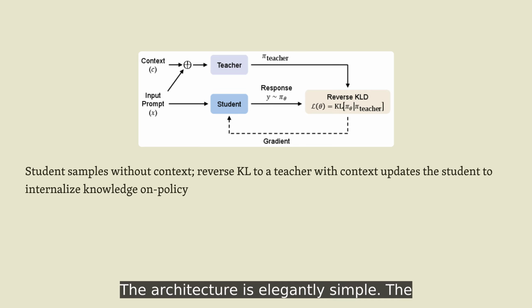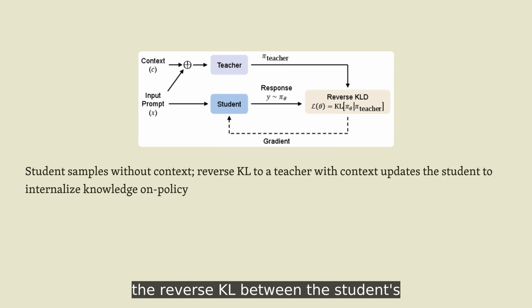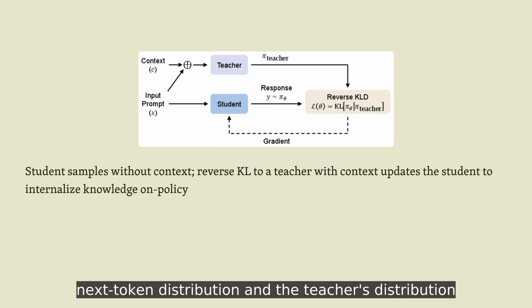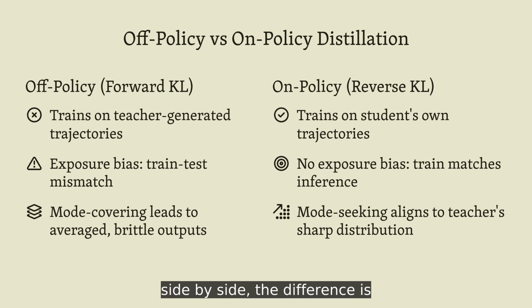The architecture is elegantly simple. The student produces completions using only the task prompt. At each token position along that student-generated trajectory, we compute the reverse KL between the student's next token distribution and the teacher's distribution conditioned on the full context. This gradient signal trains the student to internalize what the teacher knows, but only along paths the student would naturally take.